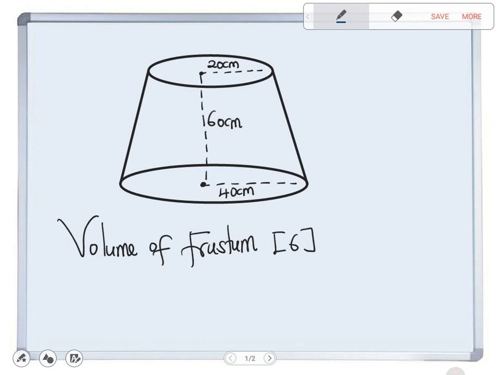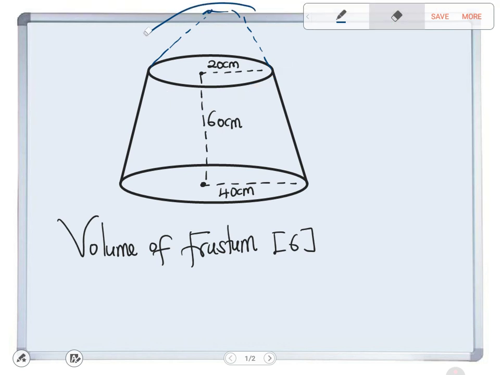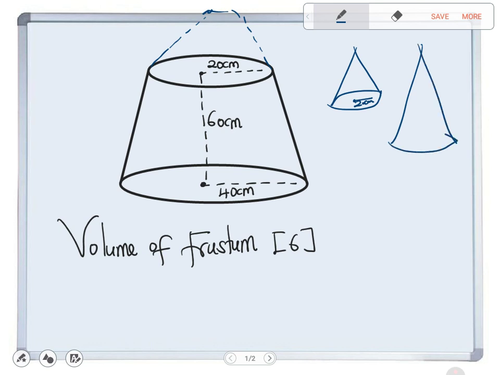But where are you getting those cones? If you extend this up like there, you see that they are meeting somewhere. Where they meet, they form a cone on top, and that cone is our first cone, whose radius is actually 20 centimeters. Then the larger cone is the one coming from up there all the way down to there, whose radius is 40 centimeters.